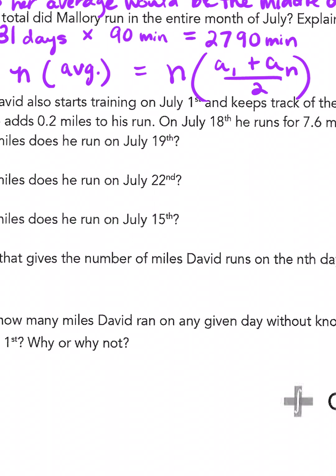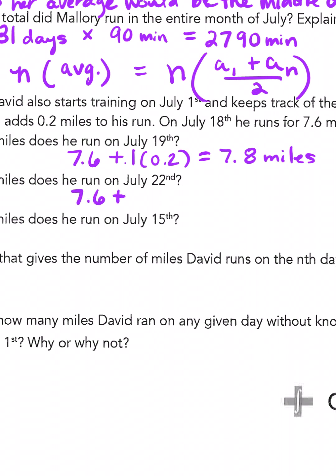So to find July 19th, what would our strategy be? Okay. So we know July 18th. On July 18th, he ran 7.6. And then he ran one more day of 0.2. So how far did he run? 7.8 miles. Can we use that same strategy to figure out how many miles he ran on July 22nd?